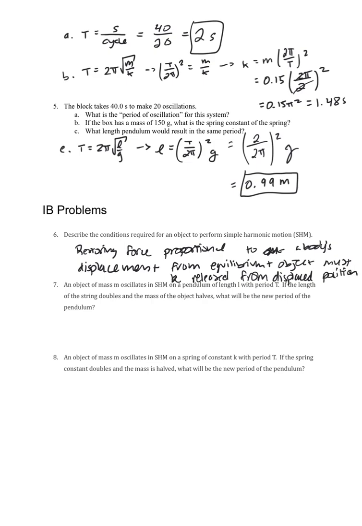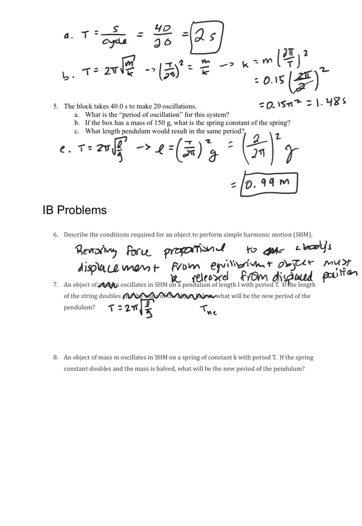So next, let's look at number 7. An object of mass m oscillates in simple harmonic motion on a pendulum of length L with period T. The length of the string doubles and the mass of the object halves. What will be the new period of the pendulum? So we know that T is equal to 2 pi times the square root of L over g for a pendulum. So that means that the mass of the object, all that information, is completely extraneous because it's not in our equation.